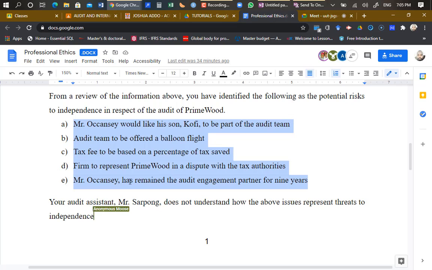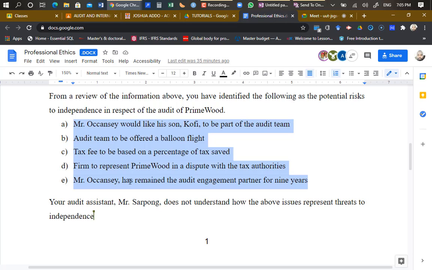Because he wants a close family member to be on the audit team. Since he has actually audited a company for more than 9 years, the fact that his son Kofi is also about to write his ACCA qualification means that when he's done, he could secure a place in the audit team to continue after he's done with his service. Okay, so that is what Ruth is saying.